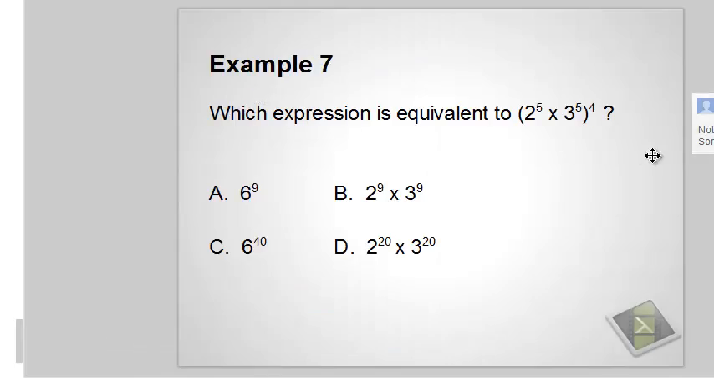Example number 7, which expression is equivalent to 2 to the 5th times 3 to the 5th, all raised to the 4th power? And I put a little note up here: I have to use the x. There is no good symbol for multiplying other than that. Sorry. Fine. Sad face. So are we going to come up with choice A, 6 to the 9th? Choice B, 2 to the 9th times 3 to the 9th? C, 6 to the 40th? Or D, 2 to the 20th times 3 to the 20th? Give it a minute, try to process it, think about it. Not sure of yourself, give a good guess, and we'll see if you're right.